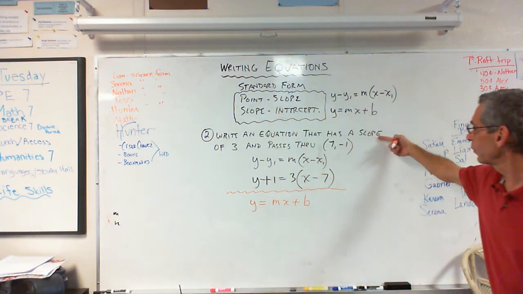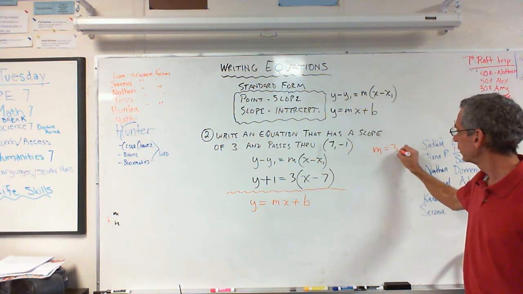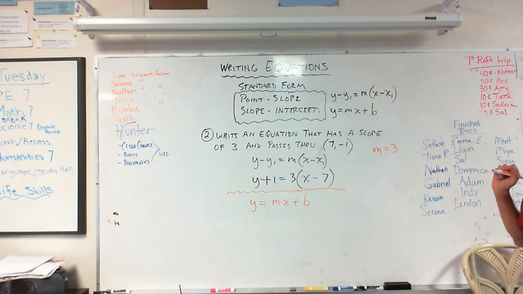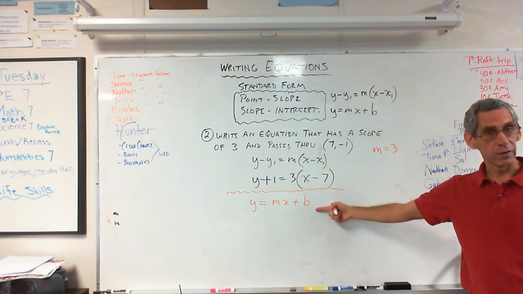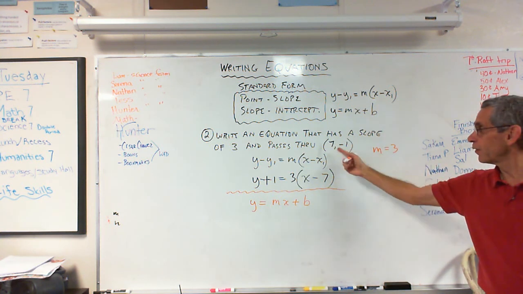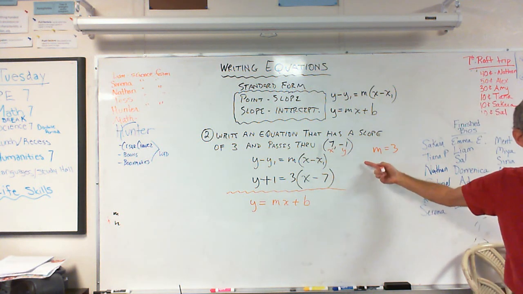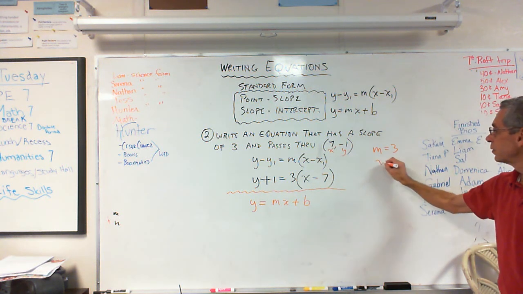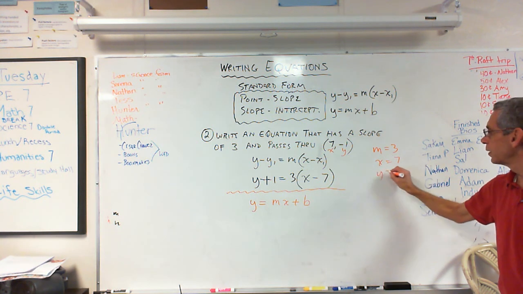They gave us, in the original problem, a slope. So they gave us m equals 3, right? Do like 7 times negative 1 times the slope. Hang on. So we're going to use this formula. They gave us 3 things: a slope, an x, and a y. Do you see that? What's my x? 7. What's my y? Negative 1.